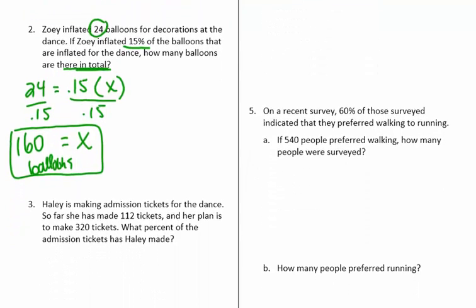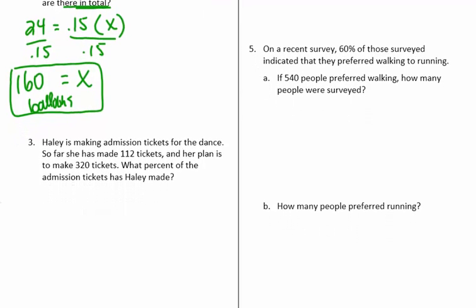Number 3, Haley is making admission tickets for the dance. So far she has made 112. That's how many she has made. Her plan is to make 320. So this is the total, or the whole. This is the part. What percent? So the percent is missing.